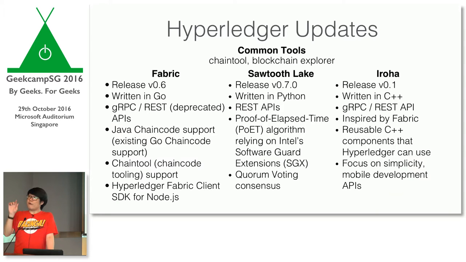Iroha is something that's very interesting that just came out, hasn't been approved yet for the incubator. It is written in pure C++. It's leveraging on also gRPC and REST APIs. And it wants to actually be a lightweight blockchain implementation, to help address Android phones and iOS phones, and there is a lot of interesting stuff happening also.